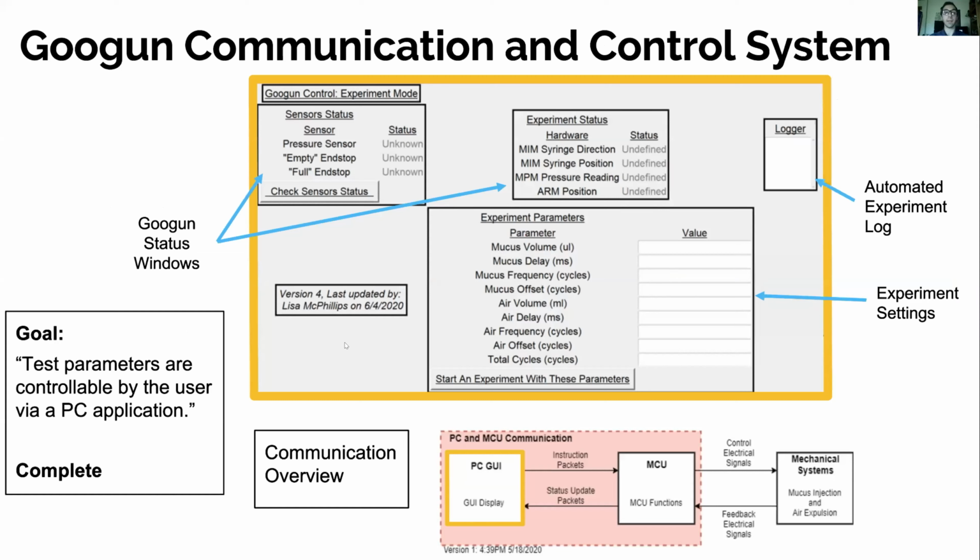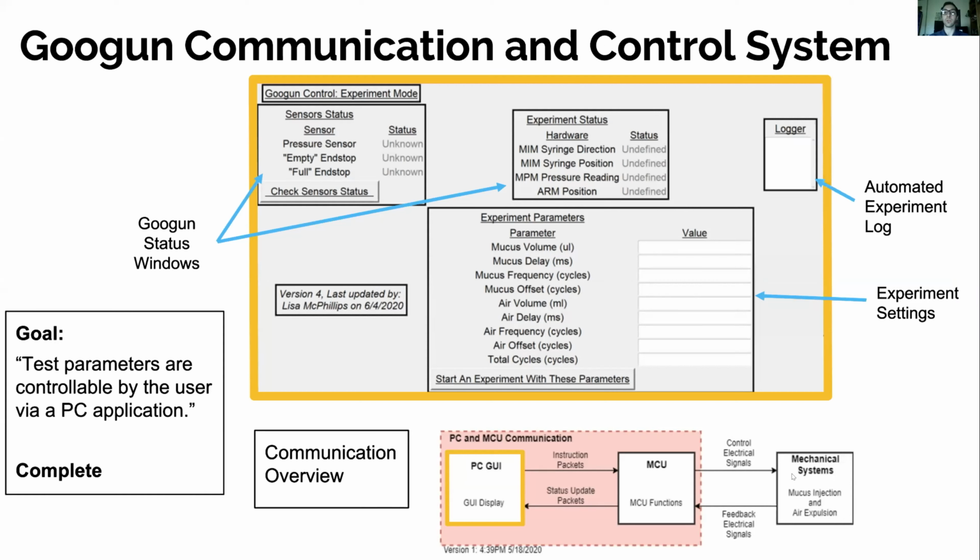To reiterate, the Googun must be able to take test parameters from the user. To accomplish this, we developed a graphical interface that allows the user to control the Googun system from their personal computer. The Googun system is controlled through parameters shown here, where they're sent to the microcontroller, where the microcontroller controls the MIM and MPM modules based on those parameters.